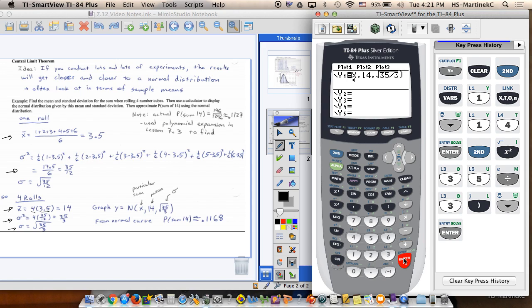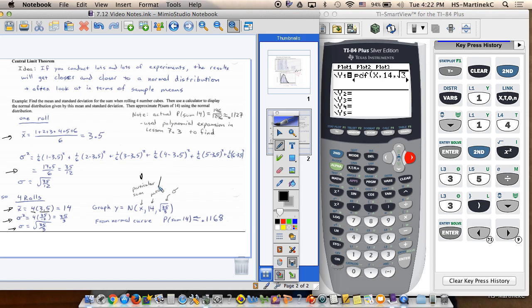Now, if you don't have the version where it pastes directly in, some of you might have a version where it says normal PDF, and then you would just have to make sure that as you enter it in, you enter the particular sum, comma, the mean, comma, the standard deviation. You just enter it in that format. Okay, so we're looking at certain sums here.